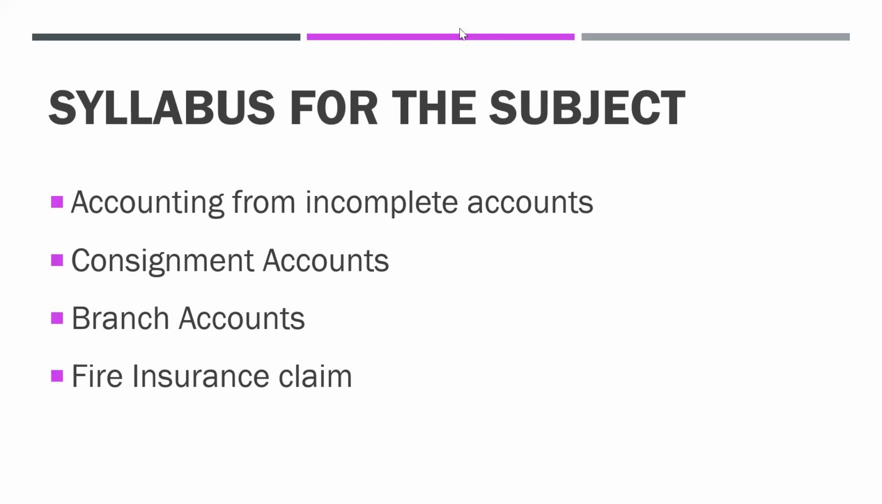These are the 4 topics that you have in this semester: accounting for incomplete accounts, consignment accounts, branch accounts, and fire insurance claim. We will look into detail on each of these chapters when we start with the particular chapter.